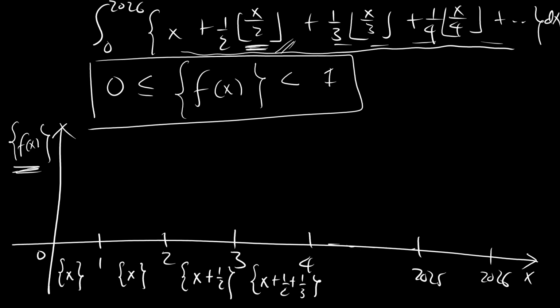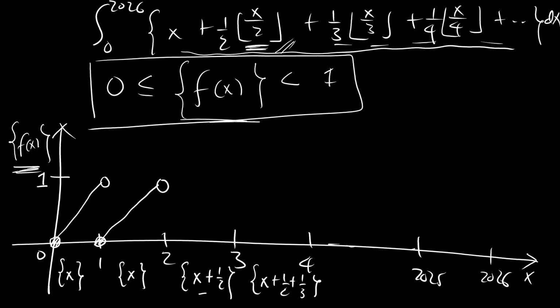Now, what is interesting is that since our fractional part is always going to be between 0 and 1, we're going to put 1 there. And so for x, that's how our integrand is going to look in that domain. Similarly here, it's going to be equal to that.